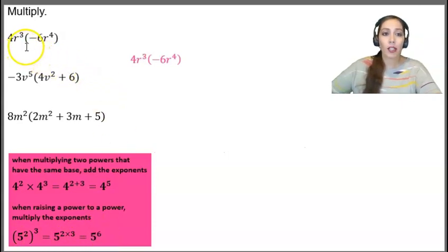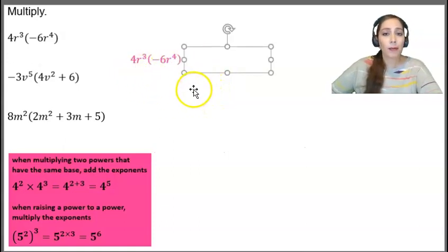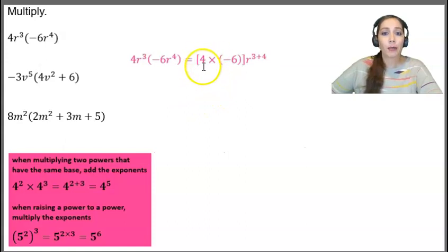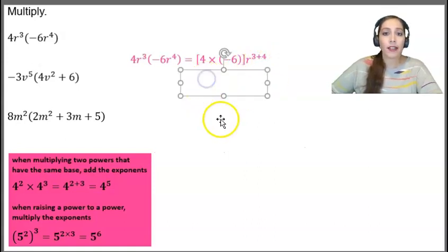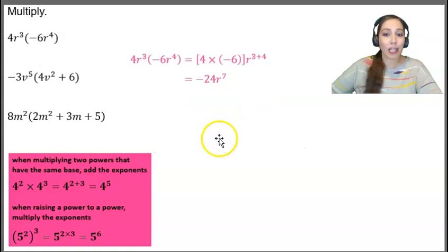So on this problem here, we are multiplying r cubed and r to the fourth. Therefore, we are going to add the exponents because they have the same base. So we're going to be adding the exponents, but we also have to deal with the coefficients, 4 and negative 6. Since we're multiplying on this problem, we're going to multiply 4 and negative 6 together. And then you'll see here that I have my r to the 3 plus 4. Then you can see that 4 times negative 6 is the same thing as negative 24. And 3 plus 4 is 7. So our final answer for this first one would be negative 24r to the 7th power.